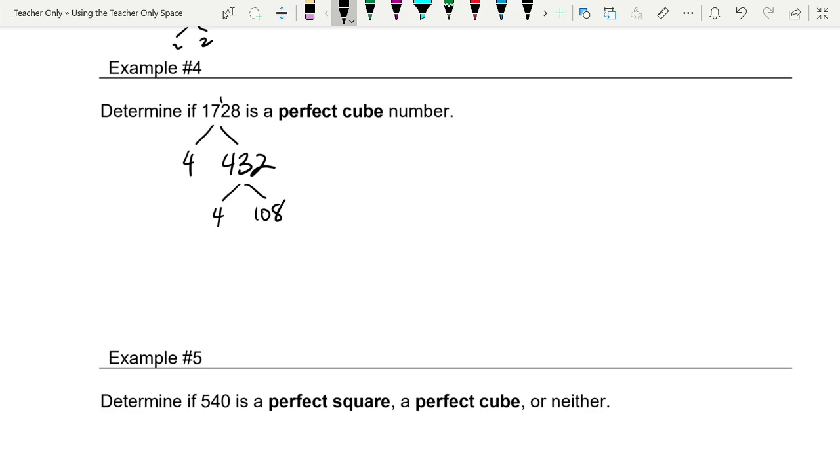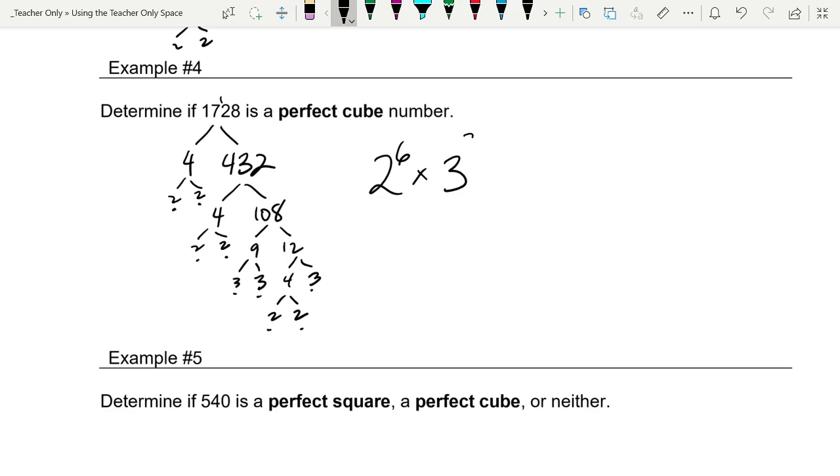Notice that time I didn't forget the 0. And that, we already did this number. We know that that 108 is, what was it? Is 9 times 12? So let's break this up. So the 4's become 2's, the 4's become 2's, the 9 becomes 3's, and the 12 becomes 4, 3, 2, and 2. So let's put it all together. 1, 2, 3, 4, 5, 6. 2 to the power of 6. And then 1, 2, 3 times 3 to the power of 3.